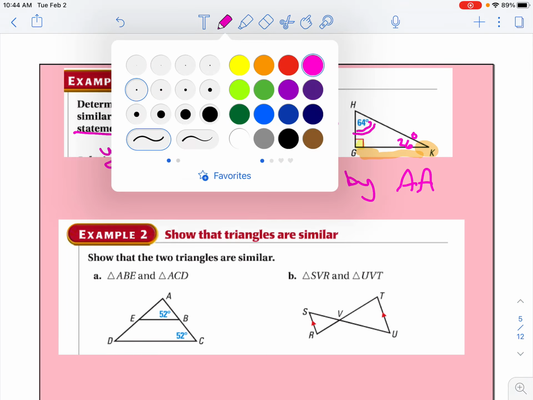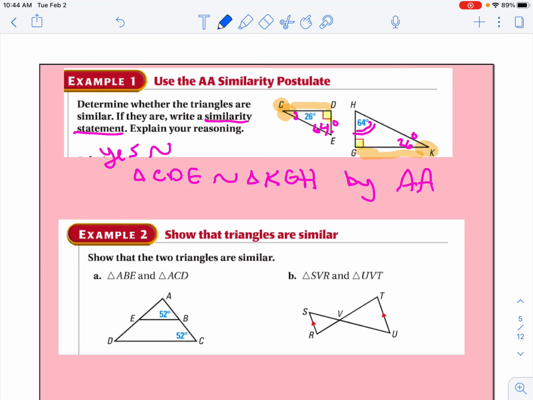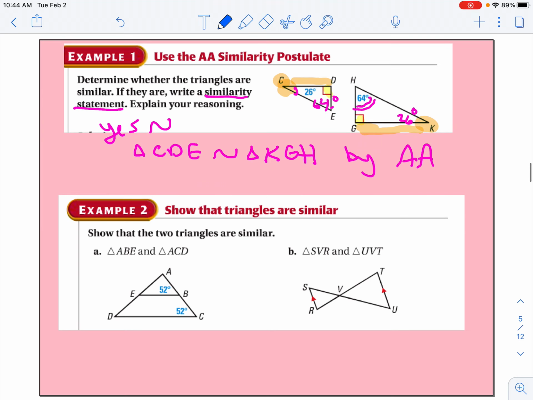All right, the second example says show that the triangles are similar. So that means that you are going to try to figure out if triangle ABE is similar to triangle ACD. So pause the video and see if you can determine whether or not those two triangles are similar, and then restart the video and see if you are correct.